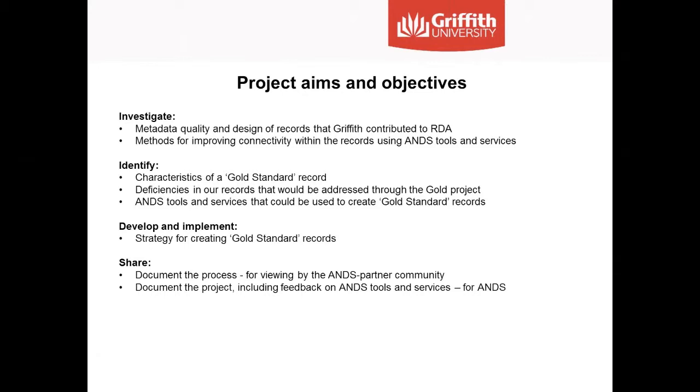RDA, to investigate methods for improving connectivity within the records using ANDS tools and services, to identify the characteristics of a gold standard record, to identify deficiencies in our records that would be addressed through the Gold project, to identify ANDS tools and services that could be used to create gold standard records, to develop and implement a strategy for creating gold standard records, to share the process for review with the ANDS partner community, and to document the project, including providing feedback to ANDS on their tools and services.